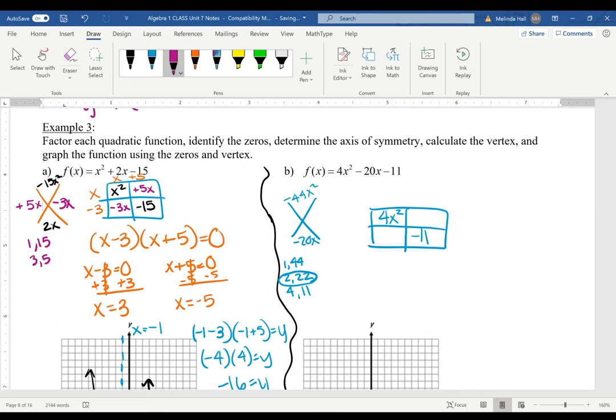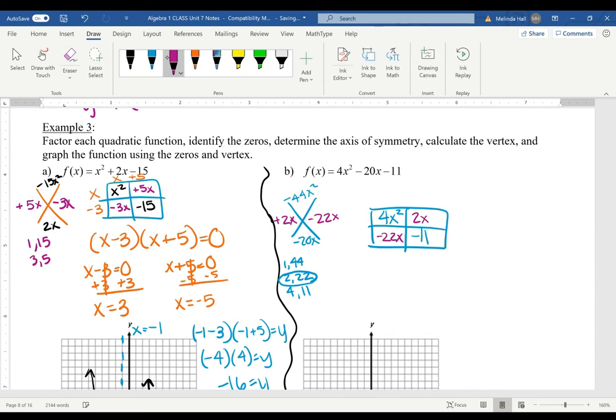But since this is a negative 44, I know one is positive, one is negative. And since I have 2 and 22, and it should be adding to a negative 20, I know I need it to be a negative 22 because I want the bigger number to be negative. So then I put those numbers into my lovely box. And so then you're factoring every row and every column.